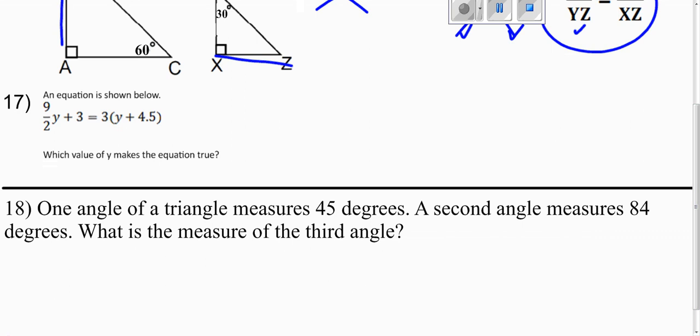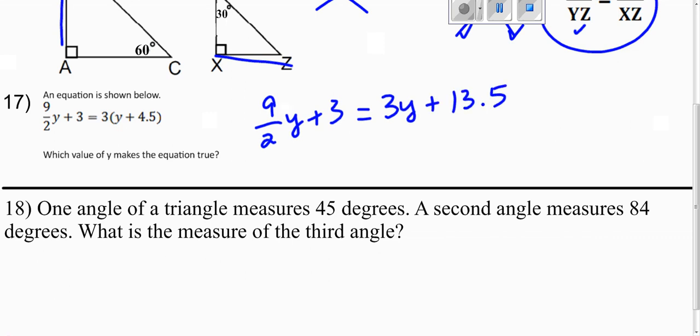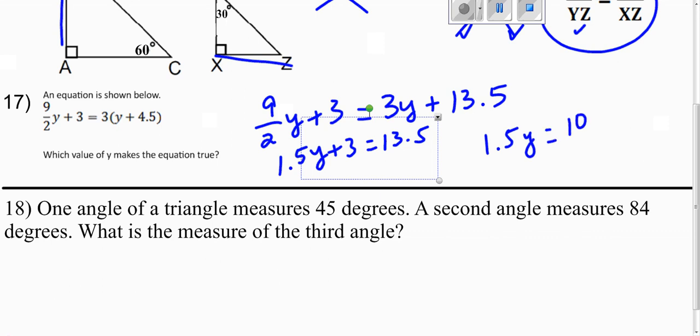Number 17, an equation is shown below, which value of y makes the equation true. In other words, solve the equation. So 9 over 2 times y plus 3 equals, distributive property, 3y plus 13.5. Then minus 3y from both sides. 9 over 2 minus 3y is 1.5y plus 3 equals 13.5. Subtract 3 from both sides, so you get 1.5y equals 10.5. And divide both sides by 1.5, y equals 7.